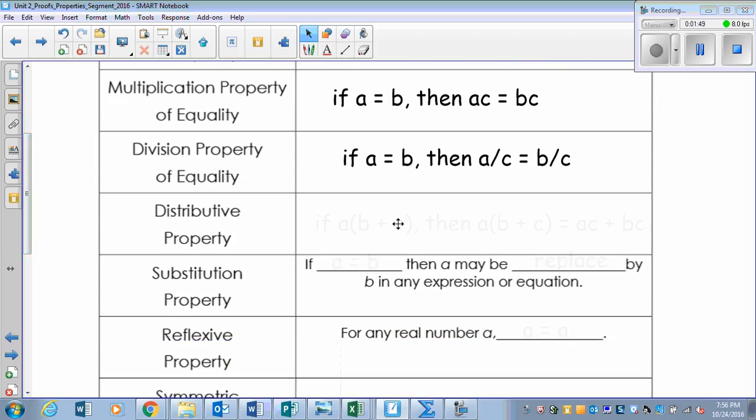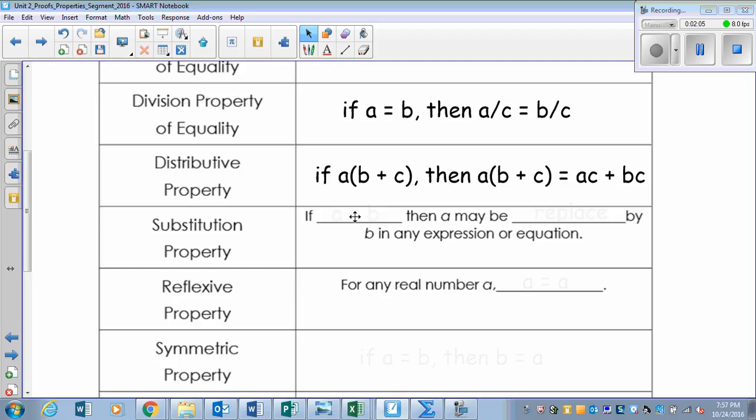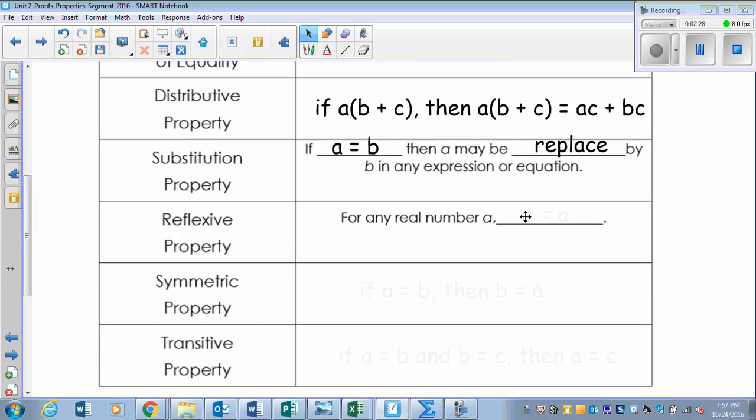The distributive property: A times (B plus C) equals A times B plus A times C. The substitution property states if you have A equal to B, then A may be replaced by B in any expression or equation, right? So if A equals 3, then you could replace A with 3 in any given expression or equation. The reflexive property: for any number A, A equals A. So that means that a value always equals itself.